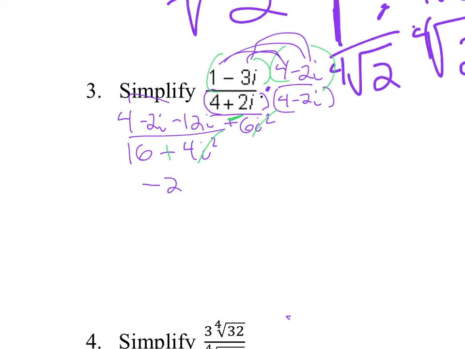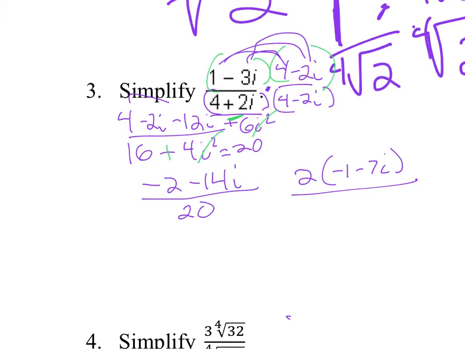Negative 2, and then I have a minus 2i and a minus 12i, minus 14i, over, well, we said this whole bottom equaled 20. 16 plus 4, 20. Now, to simplify this, notice they're all even, which means I'm going to be able to factor out a 2 and get rid of that. Because I've got to pull out a 2, I now have negative 1 minus 7i over 2 times 10. Well, those go away, and I end up with this other part here as my answer.